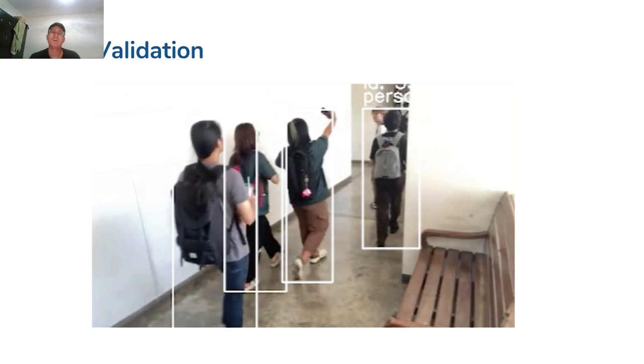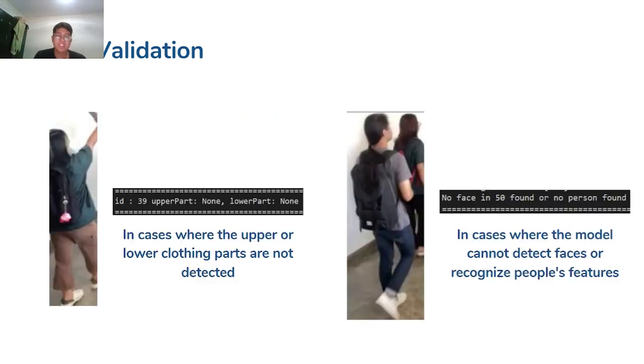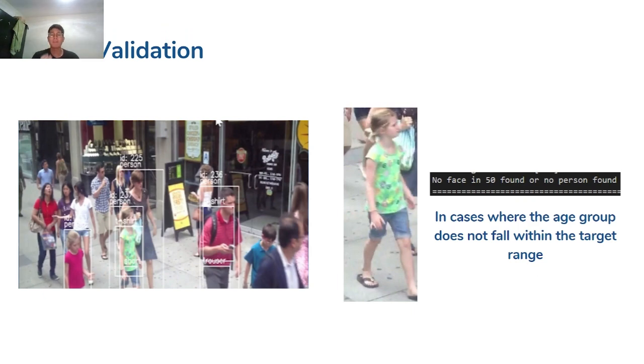Our system has some data validation. If the system cannot get the information about the upper part or the lower part, or the model cannot detect the face in the image, we delete all of these log information. And if the system predicts the age of the person in the image and the value is lower than 15, we delete that too.